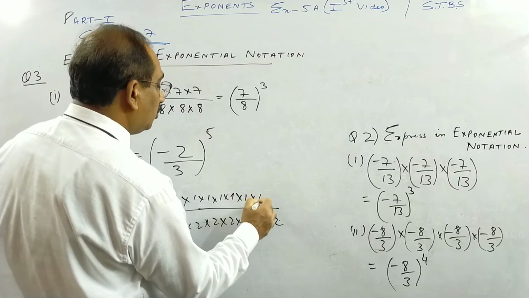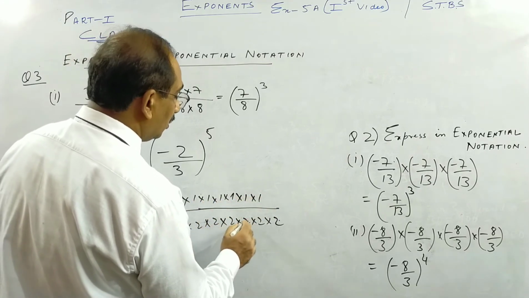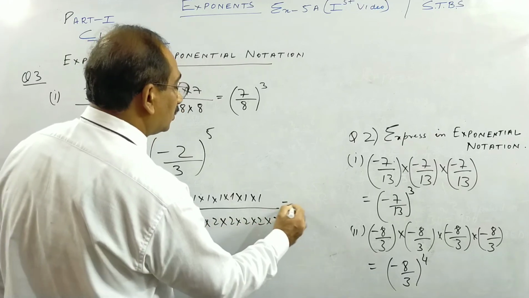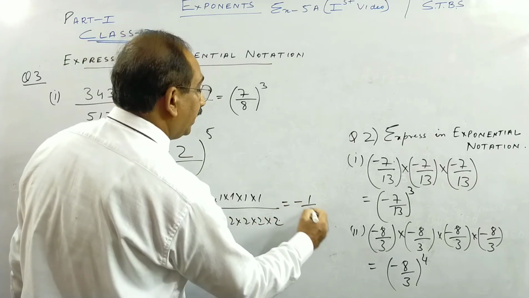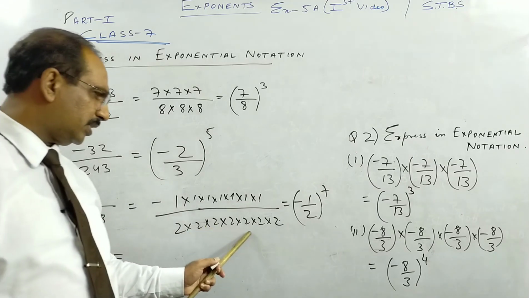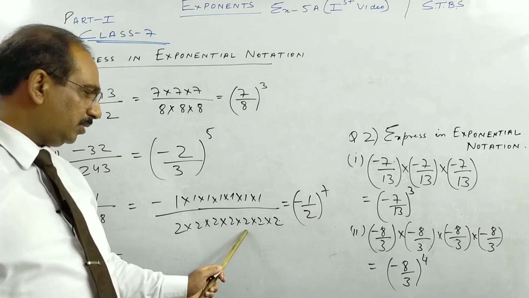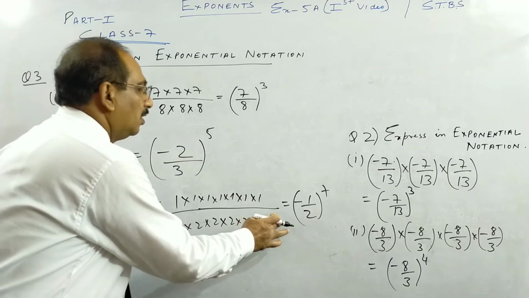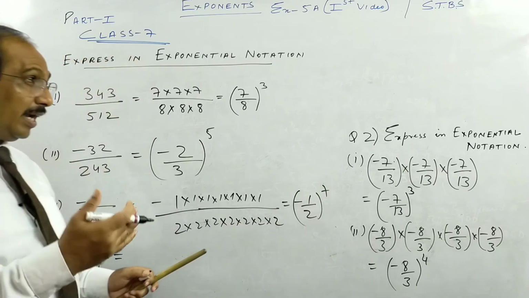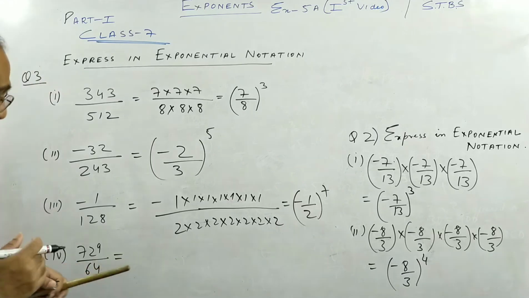Any time you multiply, 1 2 3 4 5 6 7. So this is (-1/2) to the power 7. So you can multiply 2 seven times. I told you 4, 8, 16, 32, 64, 128. Okay, so that's why I told you, you must learn the squared and cubed of the numbers.